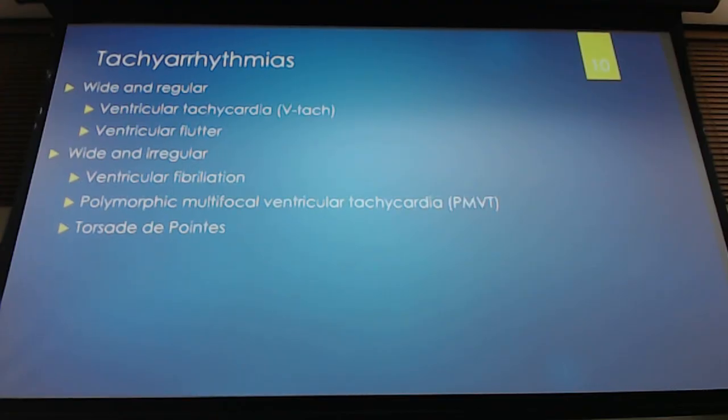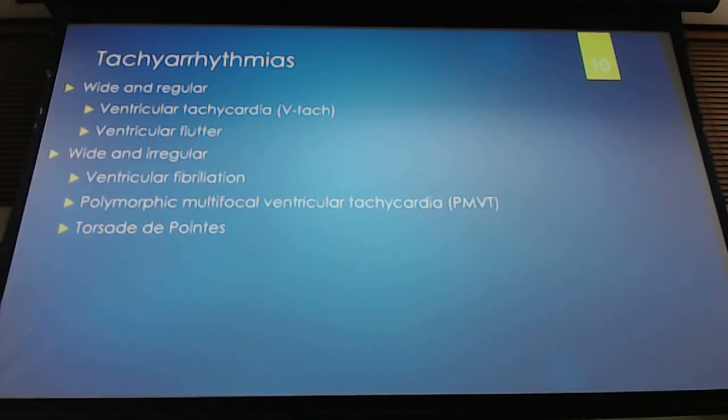We have wide and regular. So again, I'm going to look down at that 10-second strip. I'm going to determine, is my QRS complex wide or narrow? And if it's wide and it's regular, these are my differentials. Not very many of them. V-tach and V-flutter. Okay? If you had to choose, what would you rather have, V-tach or V-flutter? V-tach. Definitely. I definitely want V-tach. Way more than V-flutter. V-flutter very quickly turns into V-fib, and that very quickly turns into death.